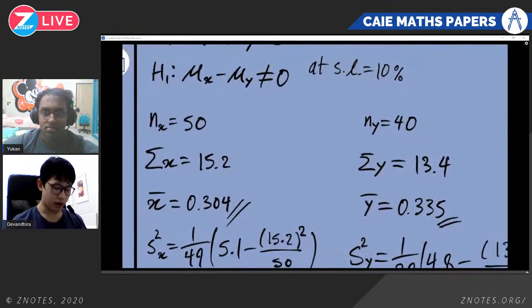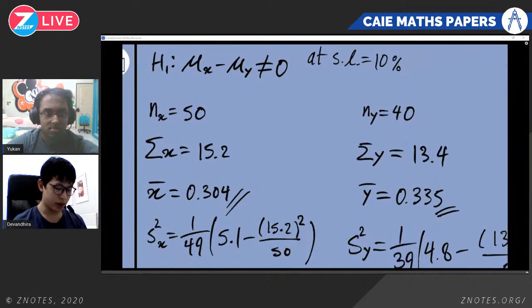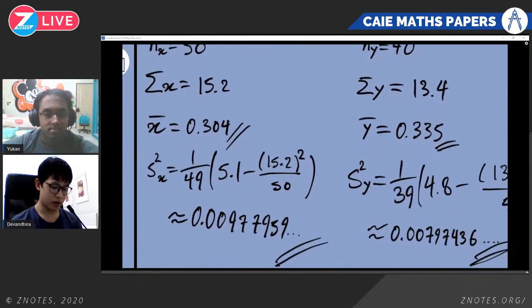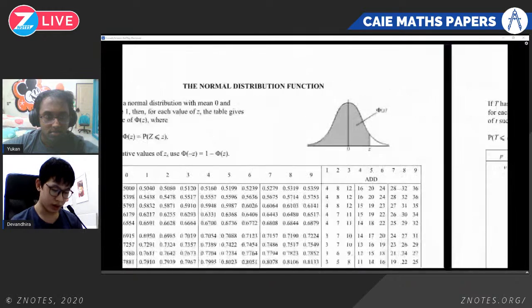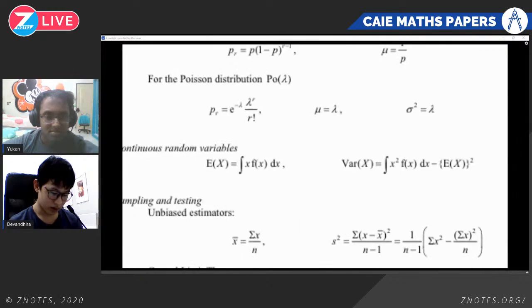So let's start with machine X first. Machine X has 50 samples, and the sum of its x values is 15.2. If you want to find the mean, it's basically just the sum of the x values divided by 50, correct? That's what the mean technically means: the sum of the x values divided by the number of samples. So in this case, our answer is 0.304. Now the estimate for our variance, our s squared. The formula is in the formula sheet, I'll show you here. So it's just right here.